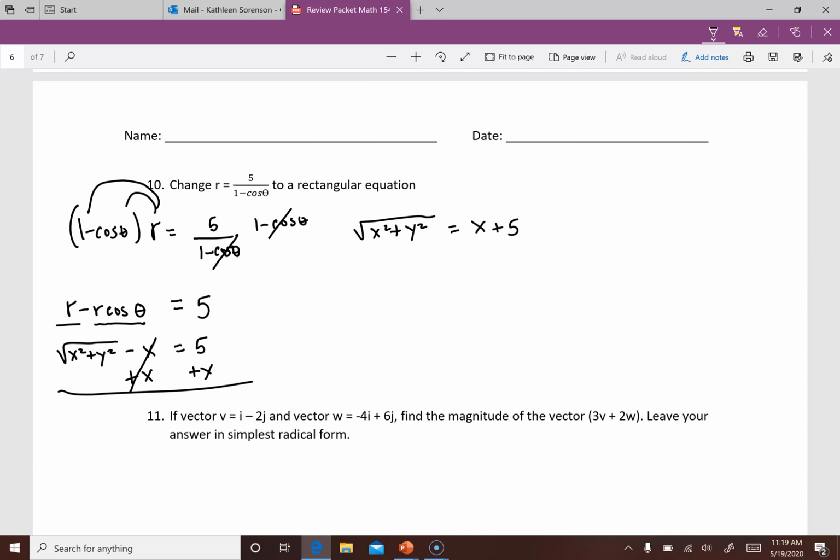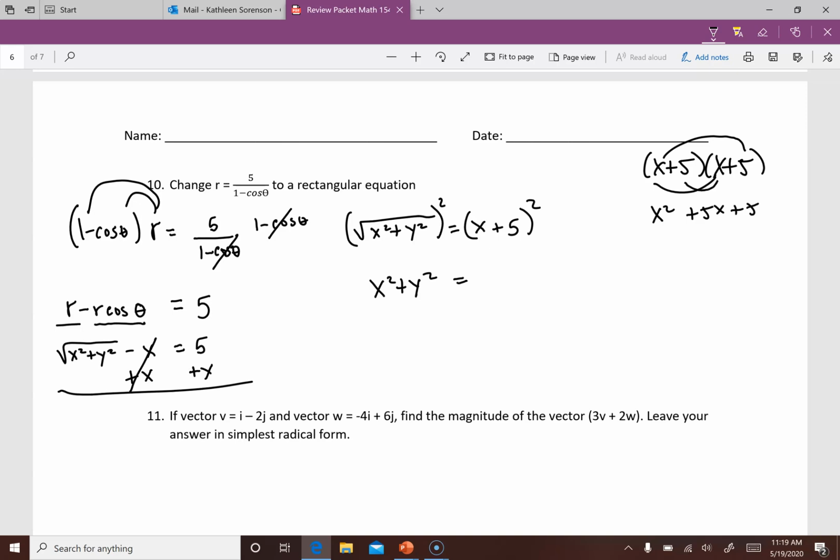And I'm going to go ahead and square both sides. Squaring the square root, they cancel each other out, they're inverses, and I'm left with x squared plus y squared. And then I've got to FOIL this out, or do box method. So just as a reminder, that's x plus 5 times x plus 5. That's x times x is x squared. X times 5 is 5x. 5 times x is 5x. And 5 times 5 is 25. Or you could do box method, whatever works for you.